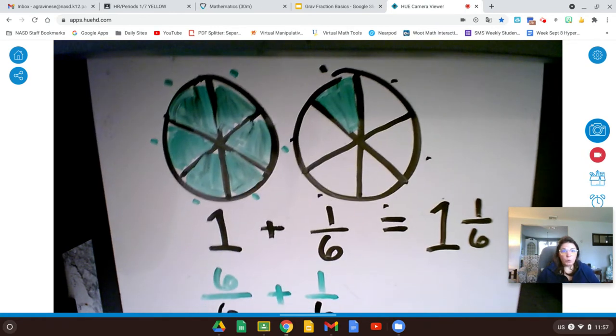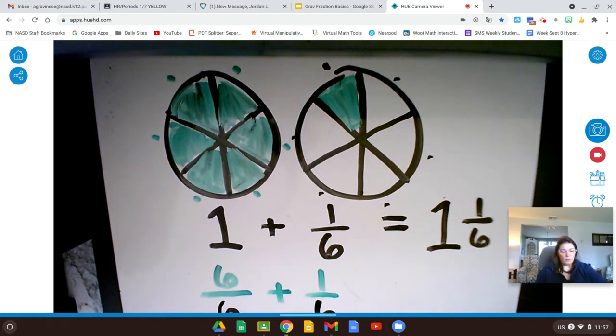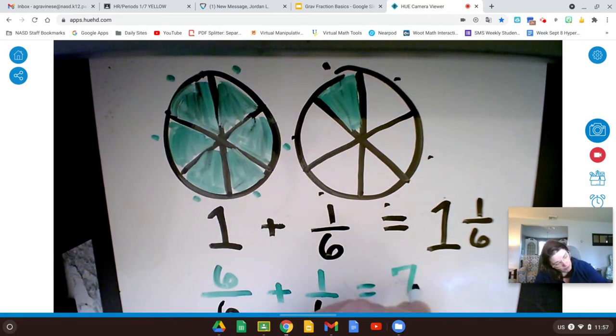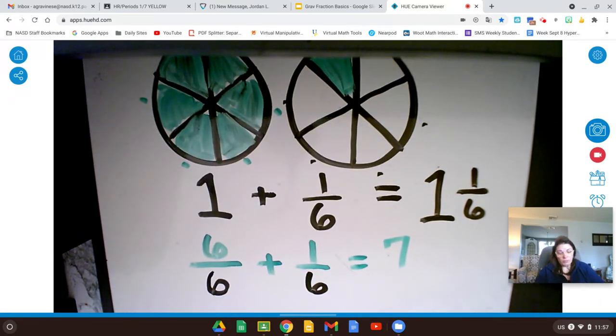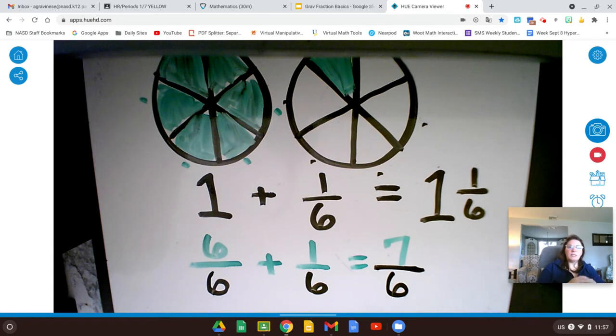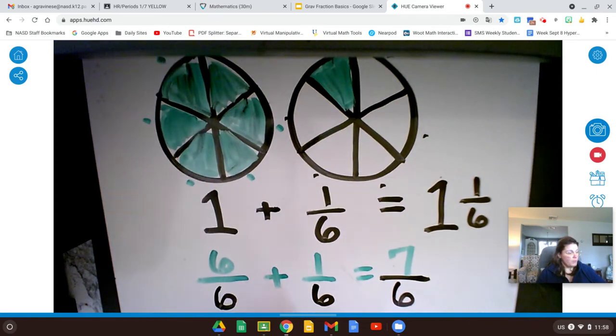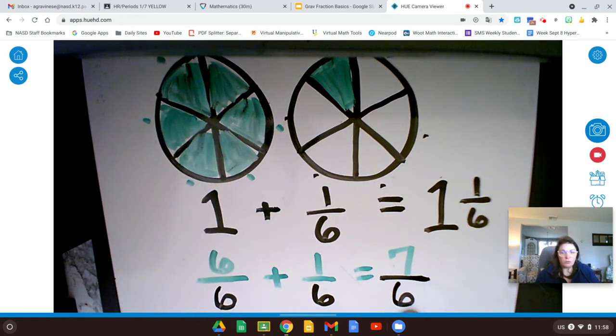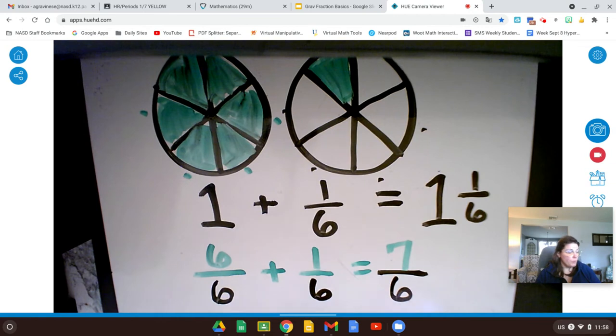So how many total shaded pieces are there? Let's count. I have 6 plus 1 more, or 1, 2, 3, 4, 5, 6, 7. I have 7 shaded pieces out of a total per model of 6. Now notice I did not add the total pieces together because that is just representing the number of equal parts in our model. Each of these has 6 equal pieces. So my denominator is going to remain 6 throughout all of this.